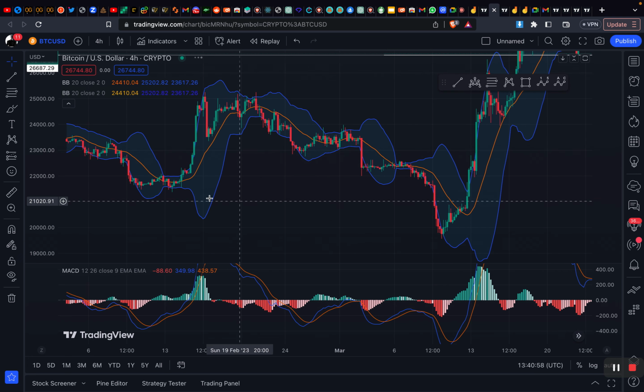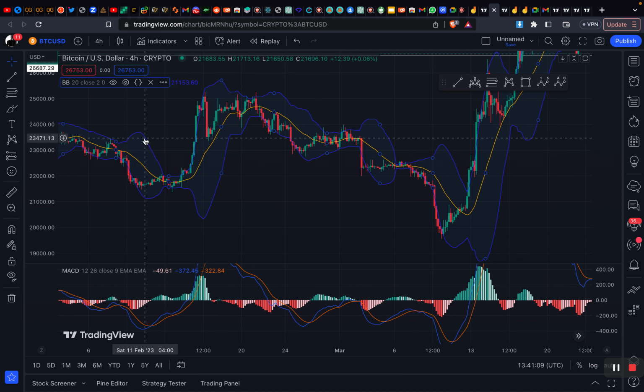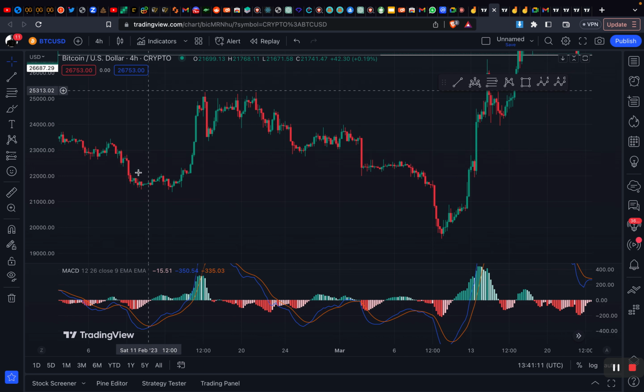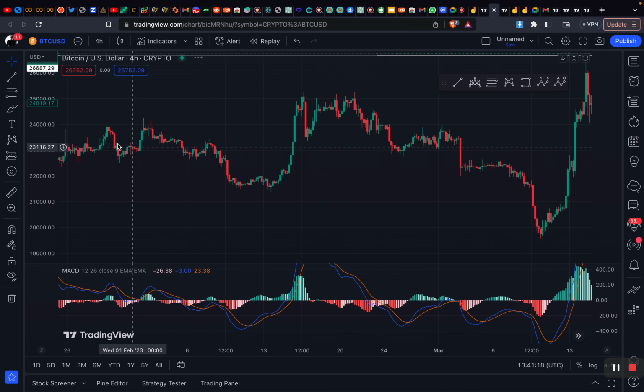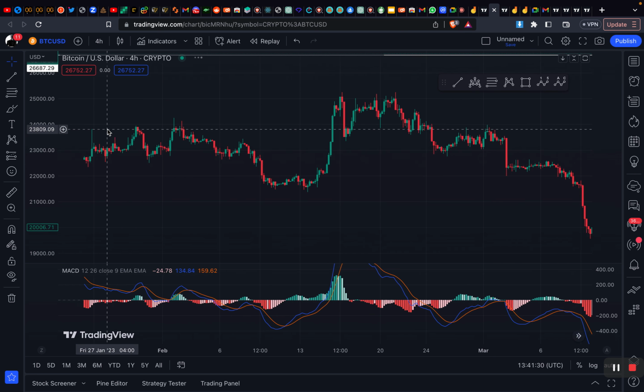So this is the chart of Bitcoin from January 2023. Now we tried to rally up here. We could not rally up here. And why couldn't we rally up here?